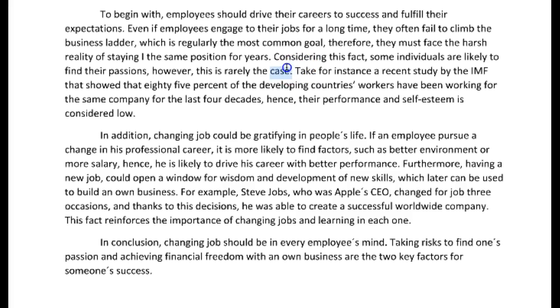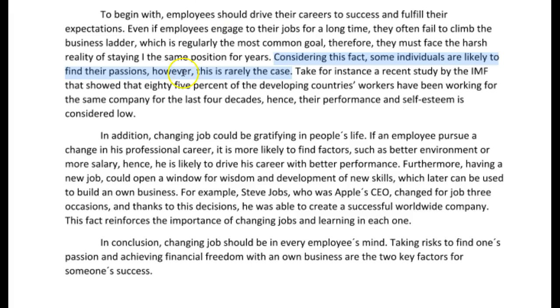So maybe you could take out this sentence here and just really focus on climbing the business ladder, how that is the goal. But the reality is that they stay in the same positions for years. Maybe taking out that sentence can save us some language and be more concise in your idea.